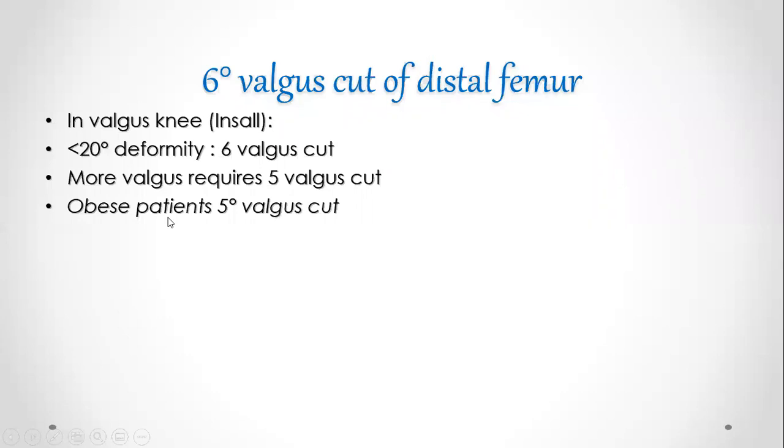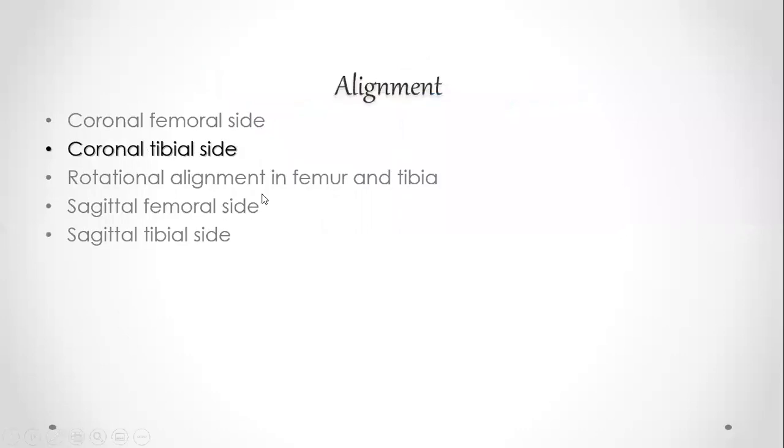Obese patient, usually with varus, make it 5 because when we do the valgus cut, they may have rubbed both knees if you are doing bilateral total knee, or what we call a staged operation in total knee. That's all what we have in the coronal femoral side.